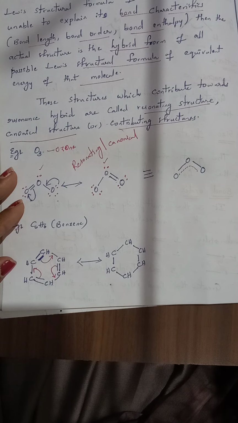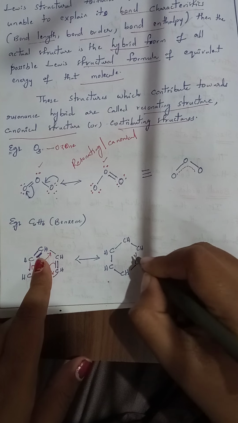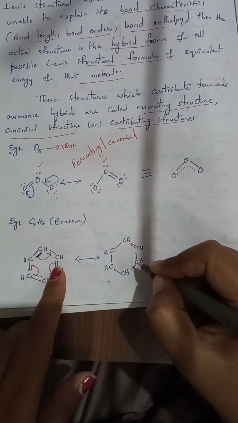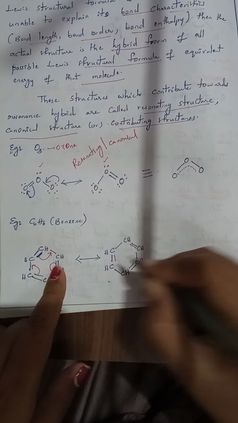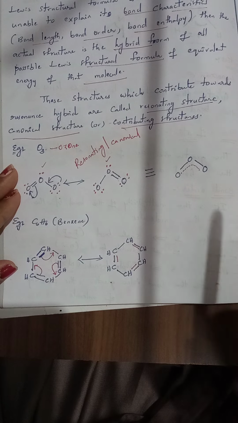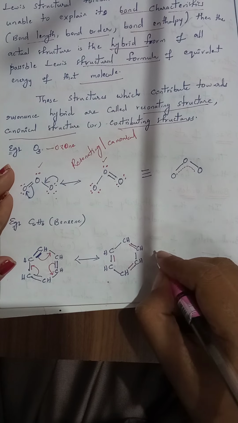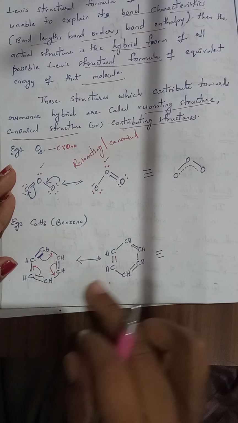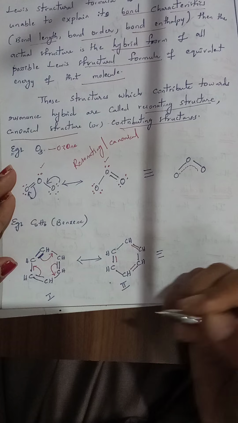Okay, clear? Now you can see the change in position of the double bonds. Whatever was present here is moving here, and whatever pi bond was present here is moving this side, and this pi bond is moving this side. Then we will get this type of resonating structure. That means the double bonds are not located at a particular position, they keep on moving. So by combining these two structures, this is the first resonating structure, this is the second resonating structure.